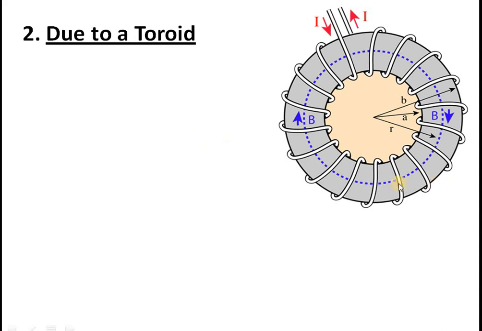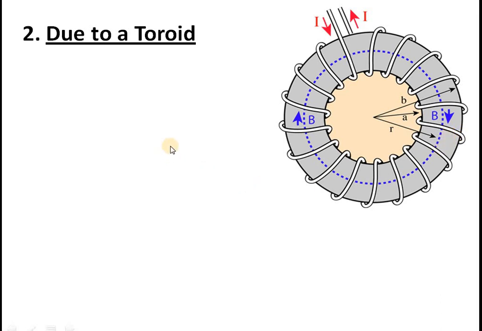Next is a toroid. As you know, a toroid is a circular structure made with a solenoid. If you have a long solenoid, now suppose you bend it in the form of a circle, you get a toroid. Very simple. If you straighten it, you get a solenoid. Once you bend a solenoid in a circular form, you get a toroid. There are many applications in many technologies, so that is why it is involved.